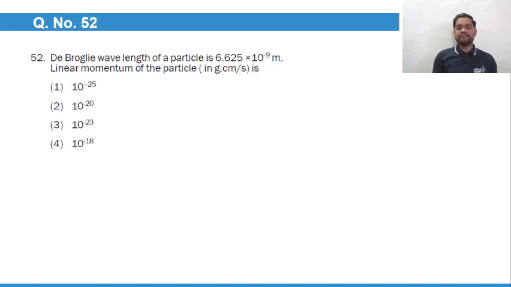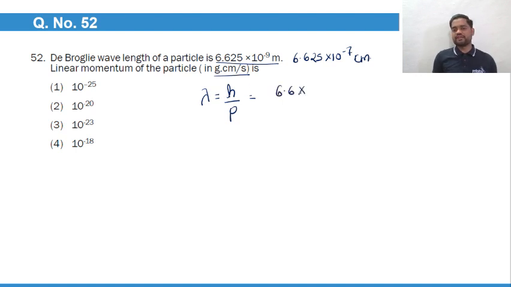Question 52: the de Broglie wavelength of the particle is this much, and the linear momentum of the particle is this. Since it is given in gram per centimeter, can I convert this into centimeters? That is 6.625 into 10 raised to minus 7 centimeters. And we know that lambda, the de Broglie wavelength, is equal to h upon p, that is Planck's constant upon momentum. So that will be 6.6 into 10 raised to minus 34 joule second. I can clearly consider this as 10 raised to minus 7 per second.